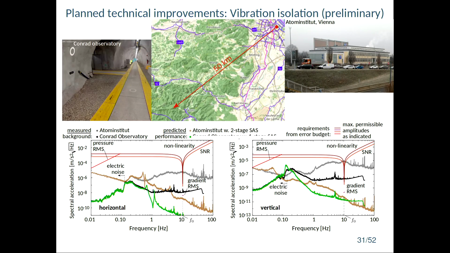Very recently we decided to go from Vienna 50 kilometers towards the Alps into something that's called Conrad Observatory. It's a seismic and geomagnetic observatory inside a mountain. And there, the seismic background, here the black curve, is much lower, actually by more than 2 orders of magnitude. So we will place the setup there. And then a one-stage system giving you the green line will be enough. So this is a bit cumbersome to get there, but it's much better for the experiment.